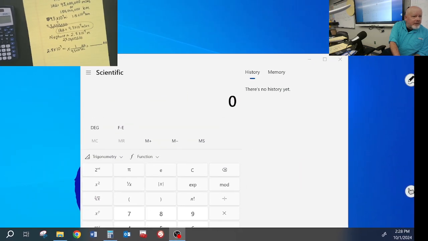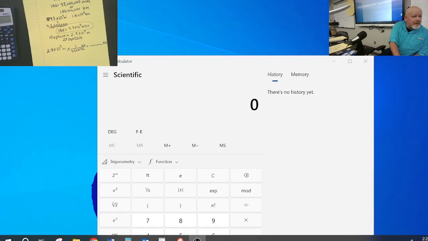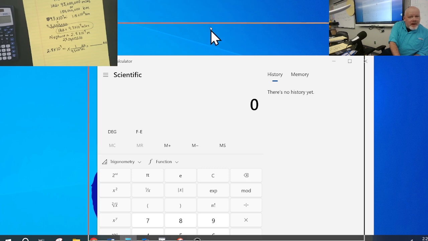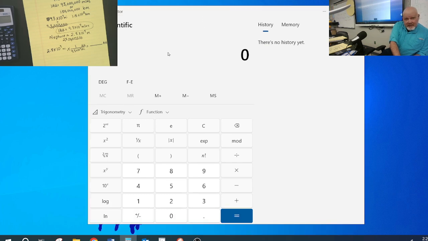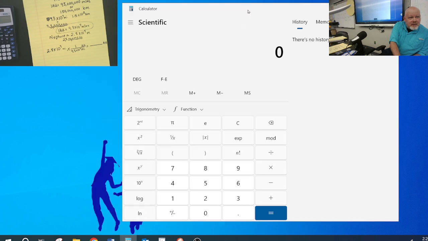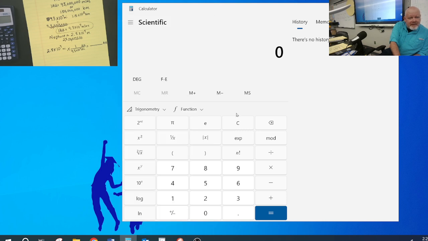If you do a Windows search with the little search bar down here in the bottom and type in calculator, this app should come up. And just make sure up here in these three little bars, it might say standard right here. Make sure it says scientific. So you click those three little bars and click scientific.